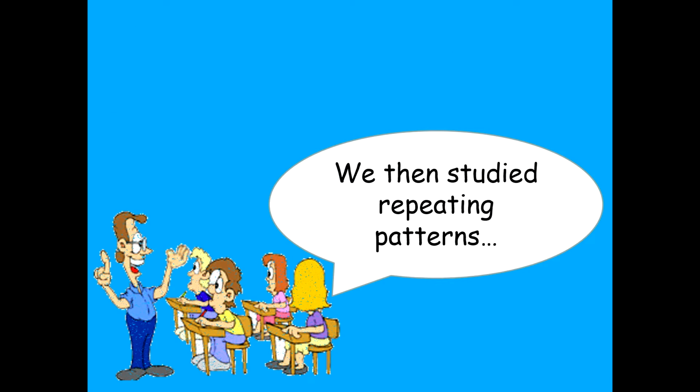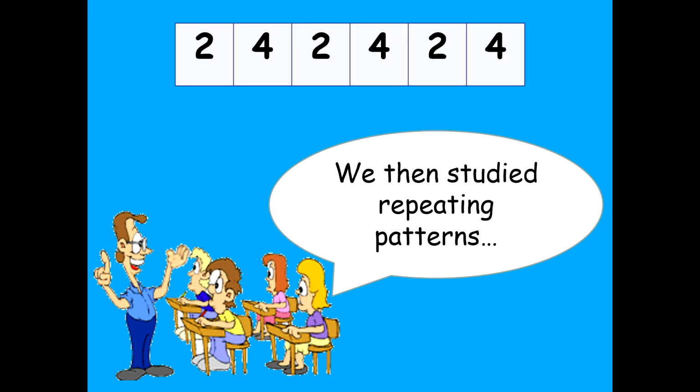Then we studied repeating patterns. Repeating patterns are where they use 2 different numbers or 3 different numbers and they repeat them one after each other. In this case, we have 2, 4, 2, 4, 2, 4. So we're repeating the multiples of 2 and jumping 2 and 4.